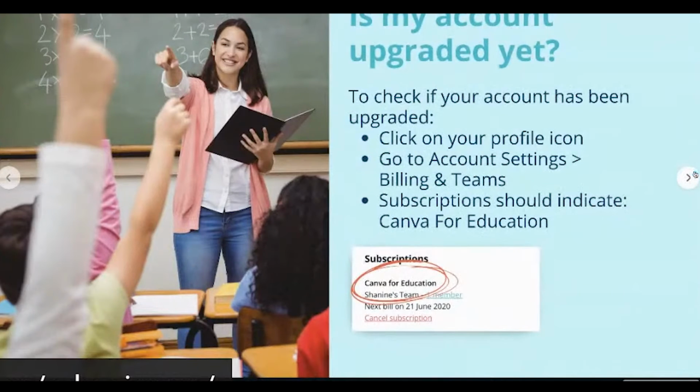Okay. Next, these are for those who already have an account. The usual question is, is my account upgraded yet? If you want to check if your account has been upgraded, this is best done on your desktop or your laptop. Go to your Canva account, click on your profile icon, go to account settings, billing and teams, and then your subscription should indicate Canva for Education, like what is encircled here under subscription. It should say Canva for Education. If it doesn't say Canva for Education, you are not yet upgraded. Sometimes some people upgraded themselves, and it would say Canva Pro. So if it's not Canva for Education, it's not yet upgraded, and I suggest that you apply.